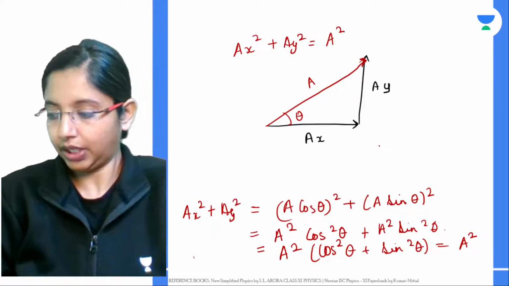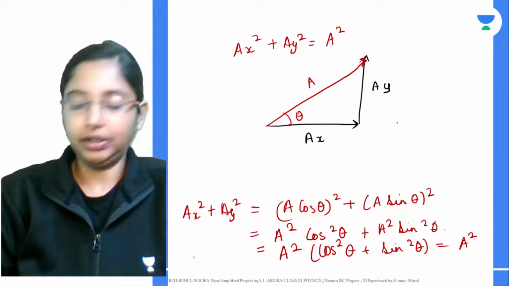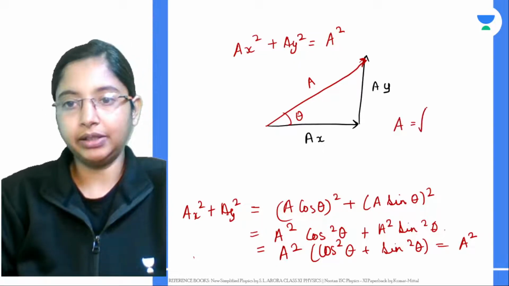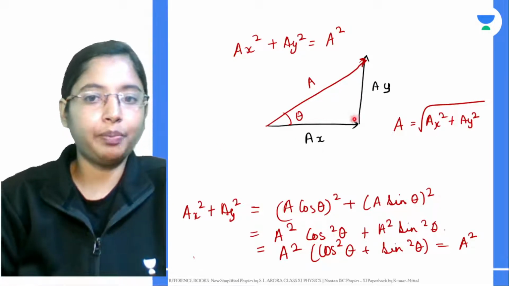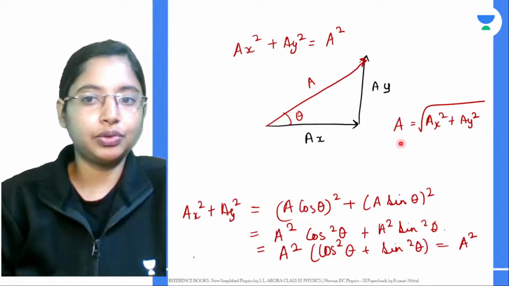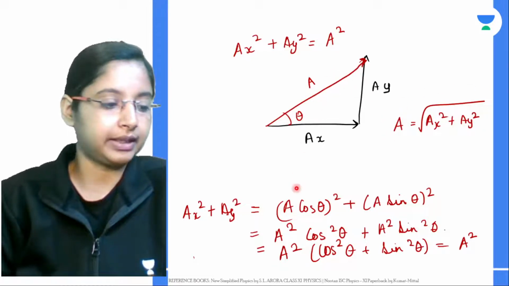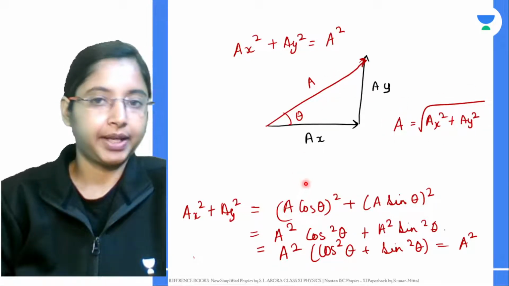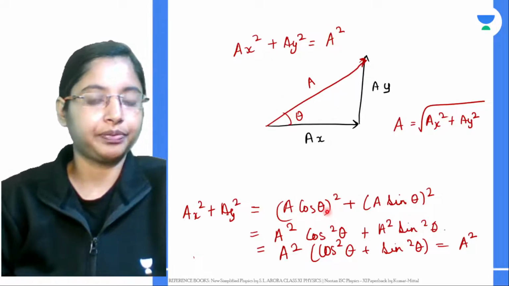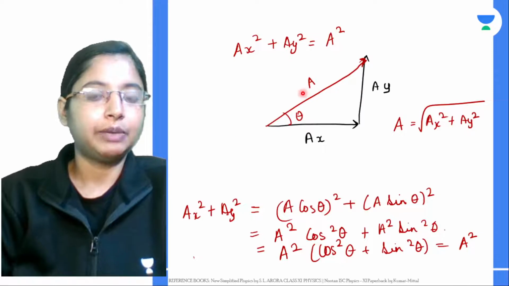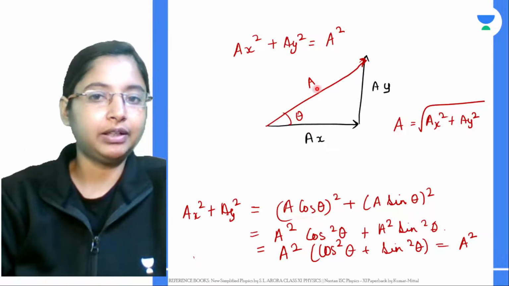So from here, this A is nothing but root of Ax square plus Ay square. So any place you have the components of two vectors, you can use this formula to find the resultant vector. Okay, this is how you find the magnitude of a vector. We just did the reverse calculation, because we were doing resolution of a vector, right?